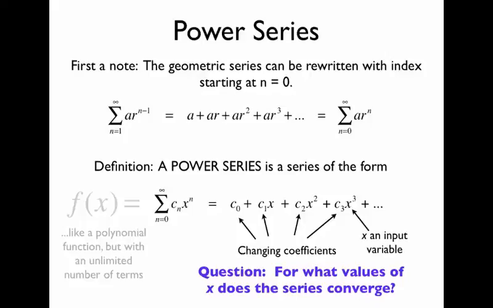What values of x will make it converge, and then of course the rest will make it diverge, right? Because we're interested in series converging. That's more interesting than series diverging, right? So we want to know what x make it converge.